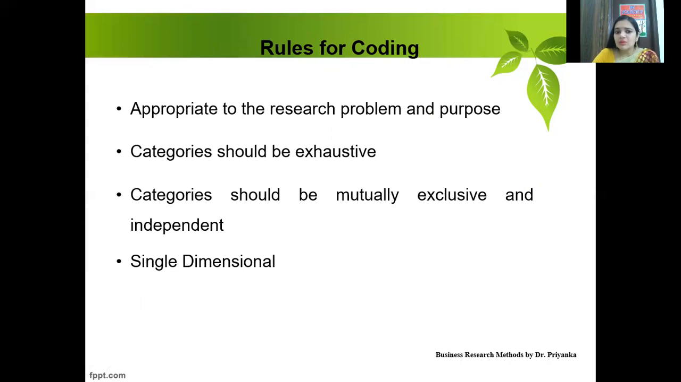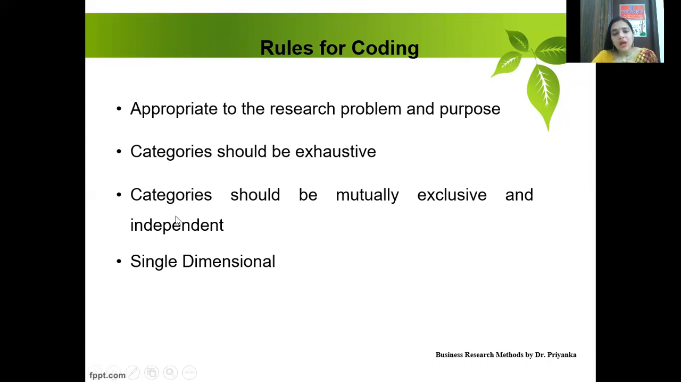Randomly 1, 2 might have no meaning as such. It is just for numerical purposes. That's it, right? Categories should be exhaustive. There should not be two categories which can come under one thing, so this should be taken care of. Then categories should be mutually exclusive and independent of each other. If there are two categories, they should be mutually exclusive all the time.